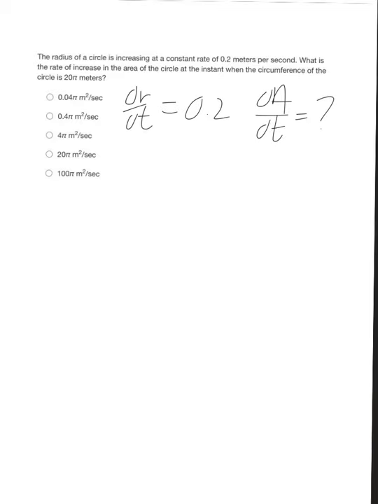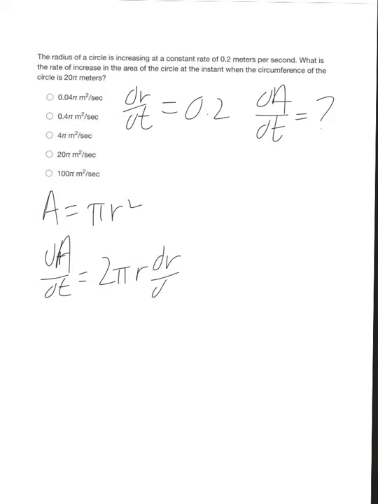And so we just say, okay, what's the relationship here so we can relate these rates? Well, A is equal to pi r squared. Derivative of that, dA/dt, is equal to 2 pi r dr/dt. I'm looking for dA/dt, so I want that to be blank. I have dr/dt, so that's nice. So 2 pi r times dr/dt, which is 0.2.